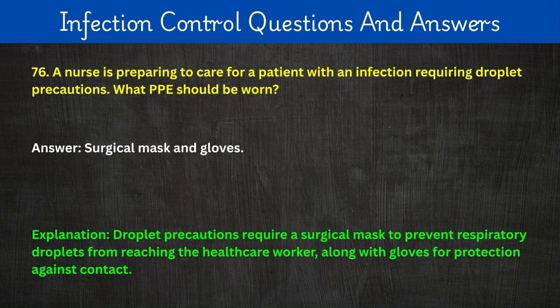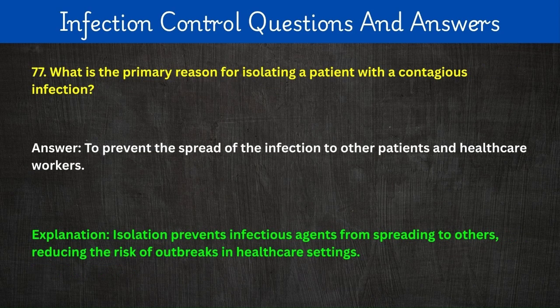76. A nurse is preparing to care for a patient with an infection requiring droplet precautions. What PPE should be worn? Answer: surgical mask and gloves. Explanation: droplet precautions require a surgical mask to prevent respiratory droplets from reaching the healthcare worker, along with gloves for protection against contact.